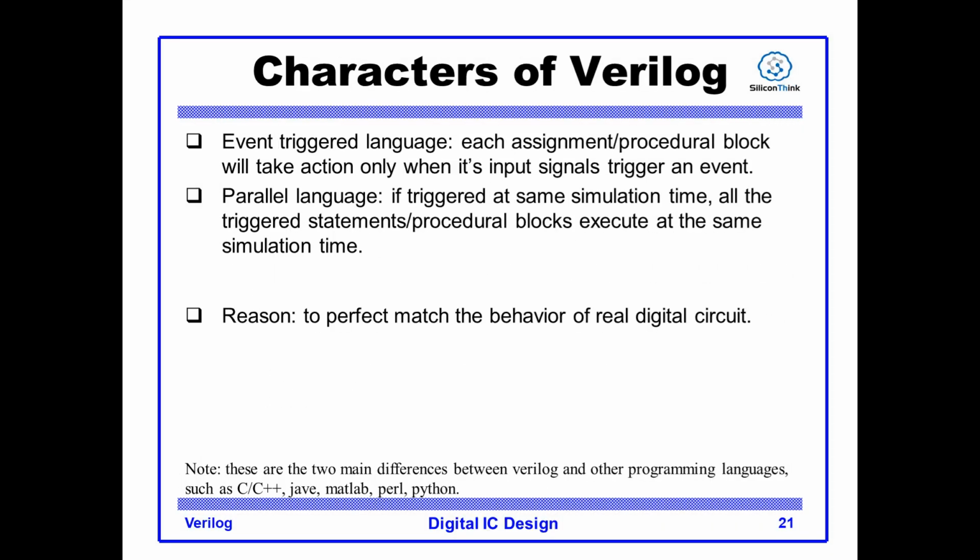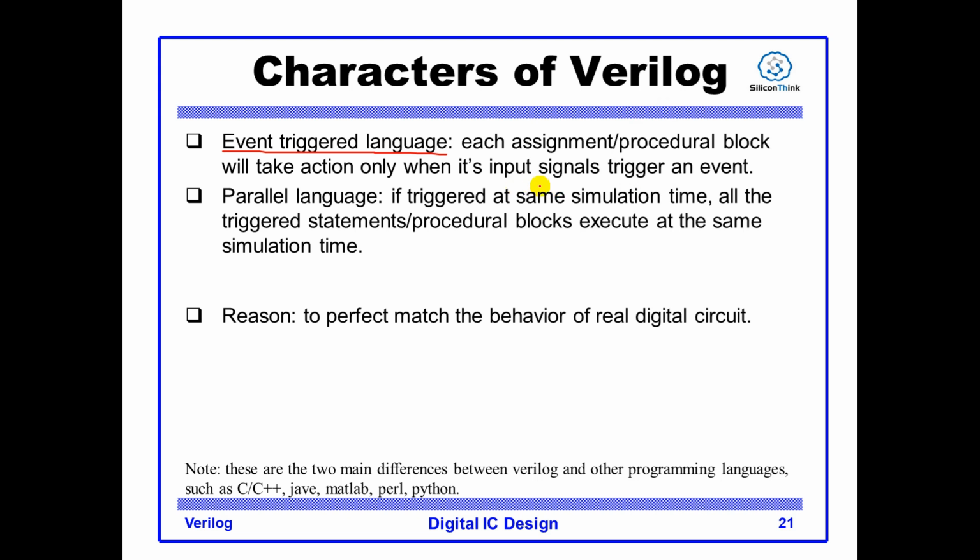Okay. So at this point, you have to try to understand how Verilog code works. That means how it works at simulation. We have explained Verilog is an event-triggered language. That is, the statements you write in continuous assignment and in initial and always procedure blocks will be triggered only when the input signal is triggered. Or you can say there is an event at the input signal.